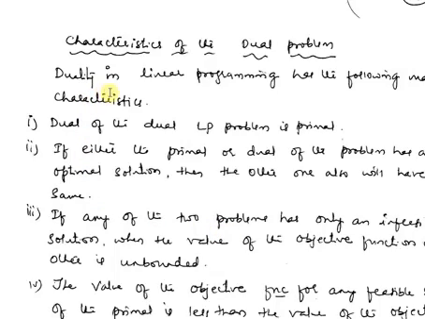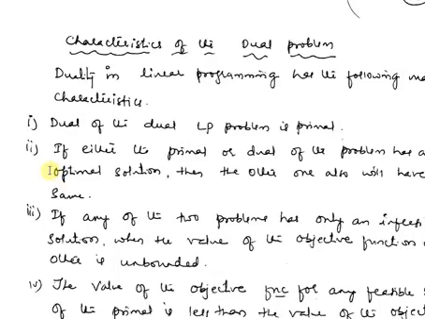The dual of the dual problem is nothing but the primal problem. That is the first characteristic of a dual problem, right? Just to give an analogy, if you remember in mathematics, the negative of a negative is positive. Likewise, the dual of the dual LPP is nothing but the primal problem.